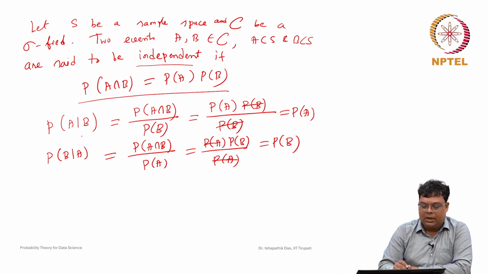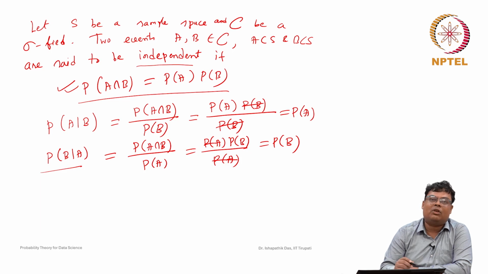So, that means even if you are informed B has happened or you are not informed, this probability does not change. So, probability of A actually does not depend on whether B has happened or not. Similarly, here also you can see that if this condition is satisfied, then whether the information that A has happened is provided or not, it is not changing the probability of B. So, that means the conditional probability of A given B is the same as the probability of A.